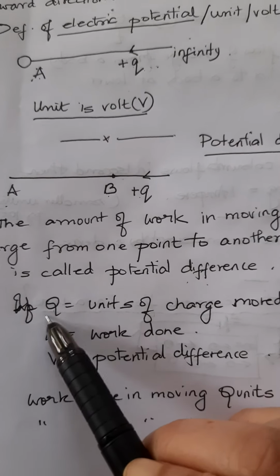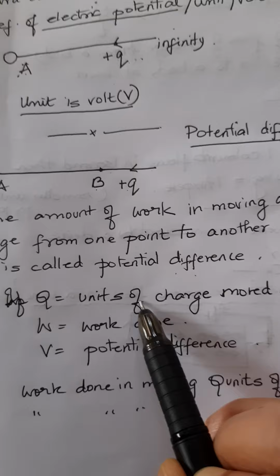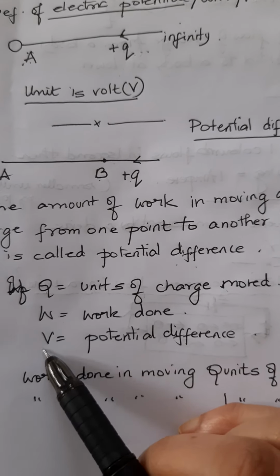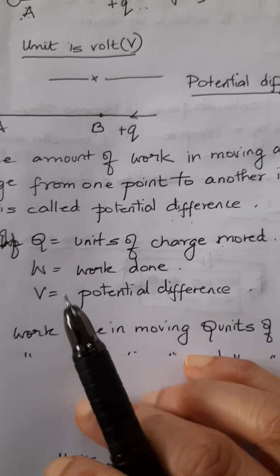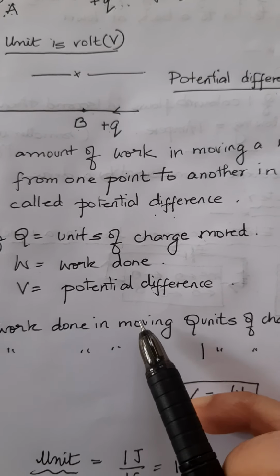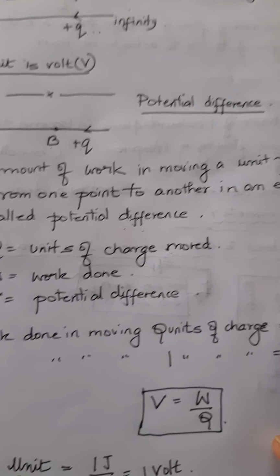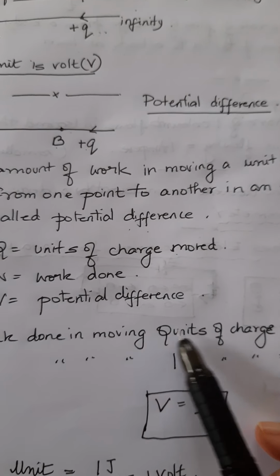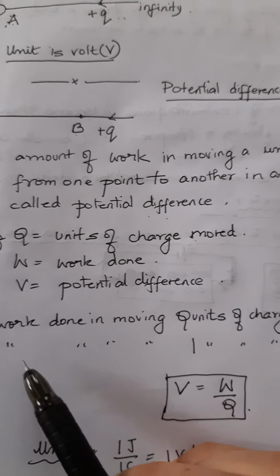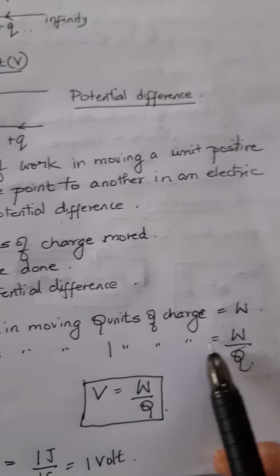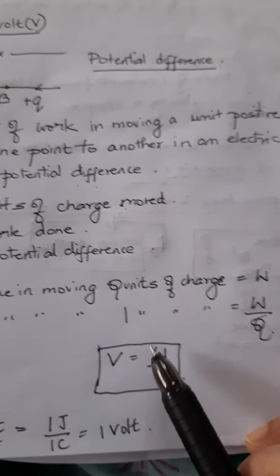Now if there are Q units of charge to be moved, W is the work done, and V is the potential difference, then we say that the work done in moving Q units of charge is W. That is the work done to move the total number of units, Q, and the work done to move only 1 unit of charge will be W divided by Q.